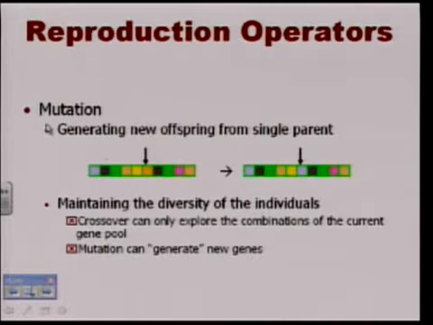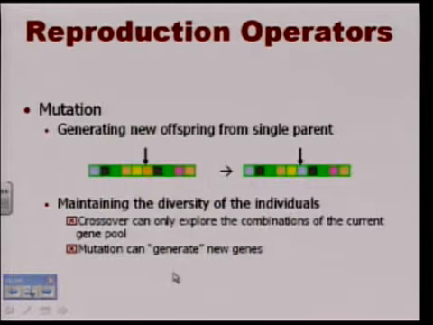And now we are talking about mutation, which you can say is a purely random mechanism to generate new solutions. In this case, maybe a single bit or a single location will change, because of the nature, you have this kind of mutation, and this will maintain the diversity of the individuals. In the analogy of the biologically inspired idea of genetic evolution, evolutionary computation, basically crossover can explore the combination of the current gene pool, while mutation can generate new genes.